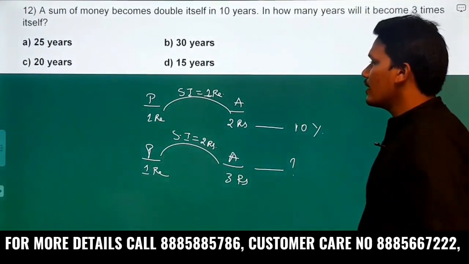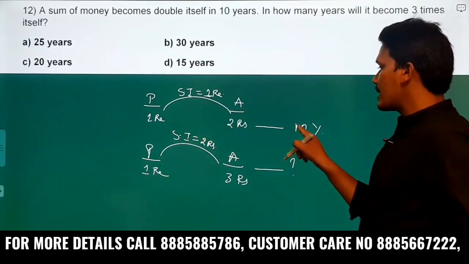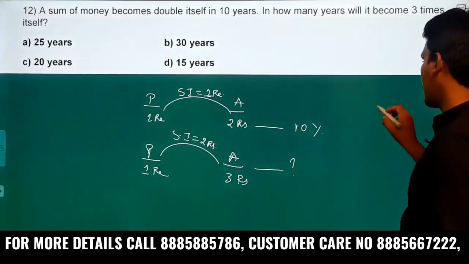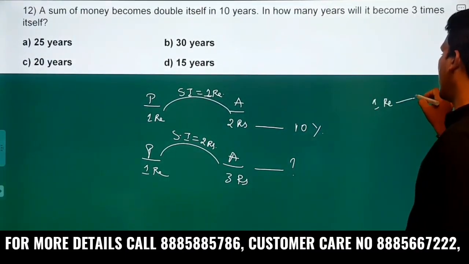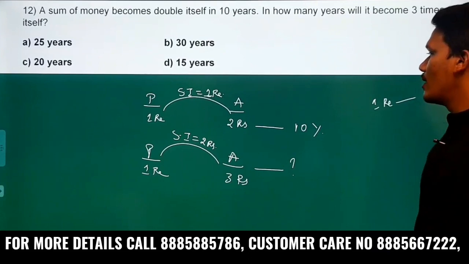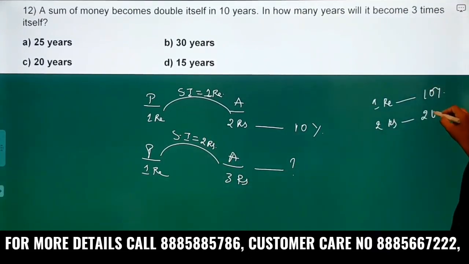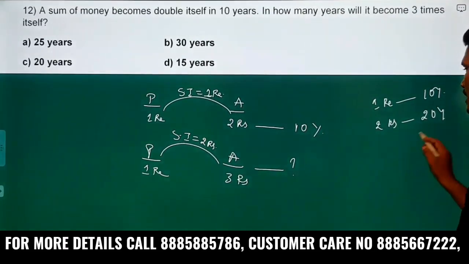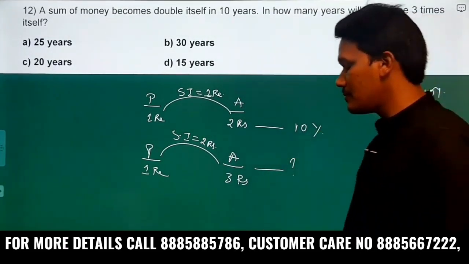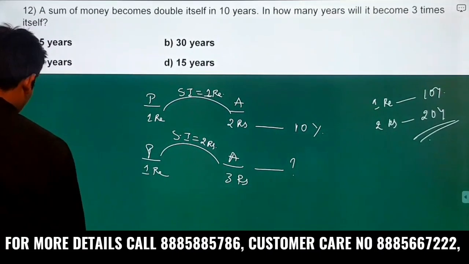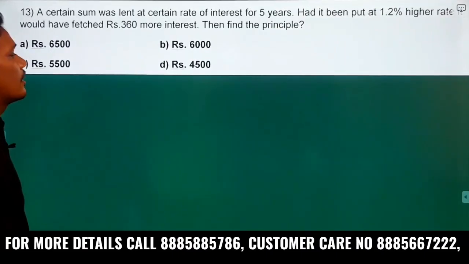Okay, here to develop 1 rupee, how many years has it taken? 10 years, right? So to develop 1 rupee, it has taken 10 years. So to develop 2 rupees, how many years will it take? 20 years. That's all. This is the answer. Right? So next, we'll go with the next question.